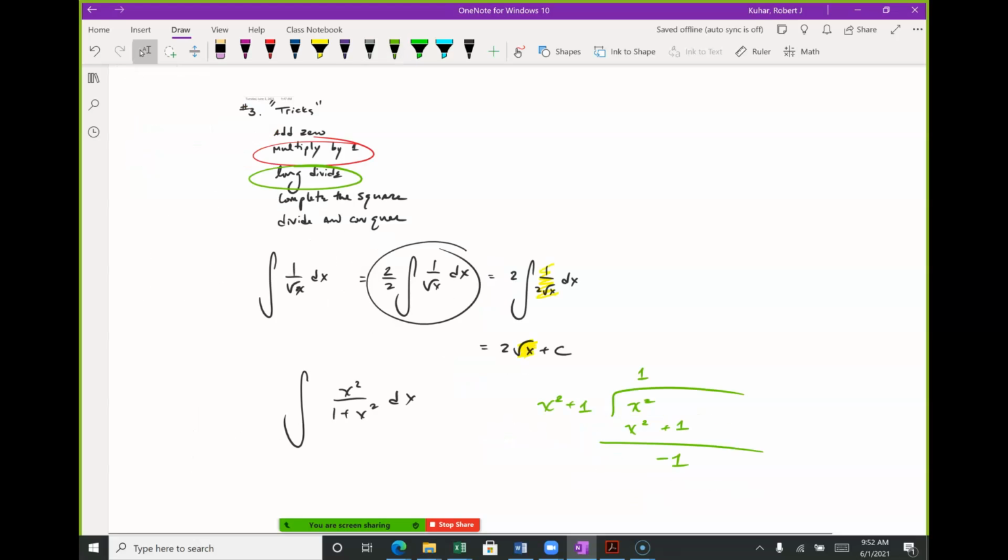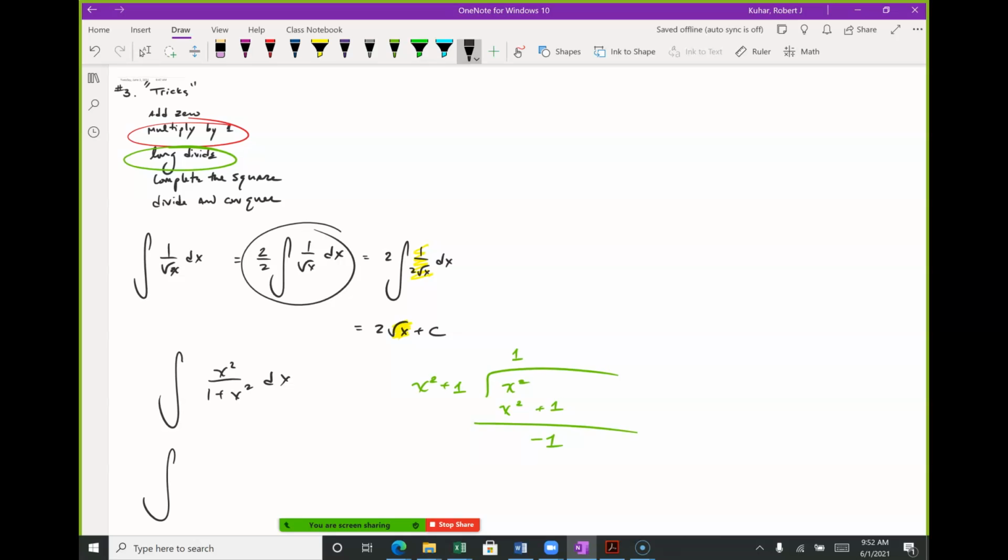So there's my remainder. So this particular integral becomes the integral of 1 plus negative 1 over 1 plus x squared, all dx. So I get the quotient plus the remainder over the divisor, right? Just like long division, right? 5 into 21 is 4 with a remainder of 1, so it's 4 1/5. So it's the quotient plus the remainder over what you were dividing by, right?